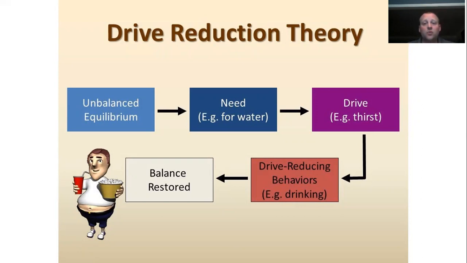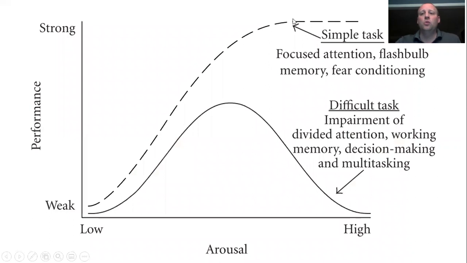So drive reduction theory works really, really well with primary drives, things like hunger, things like thirst, things that don't have to be learned. But when we come to more secondary drives, things that are learned, like wealth and success, drive reduction theory doesn't do a good job of explaining those particular desires, needs. So from there, we move on to what we call the arousal theory, right? When we're looking for our optimal level of arousal, that's what motivates human beings. Humans aim to seek that optimal level of arousal.